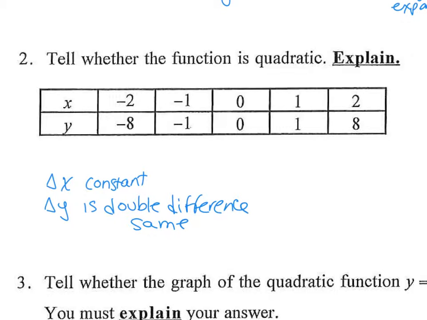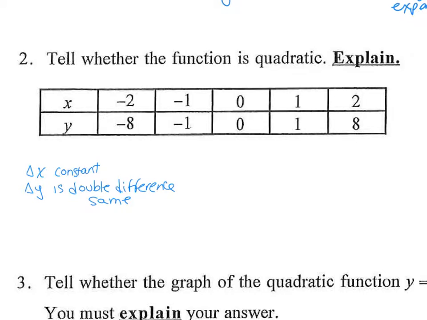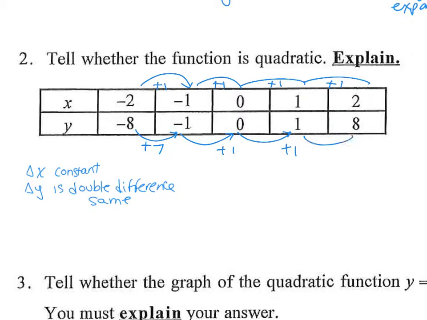So if I look at change of x, from negative 2 to negative 1, I go up by 1. Negative 1 to 0, up by 1. 0 to 1, up by 1. 1 to 2, up by 1. So far, so good. The difference for negative 8 to negative 1 means I went up by 7. From negative 1 to 0, I went up by 1. 0 to 1, I went up by 1. And 1 to 8, I went up by 7.